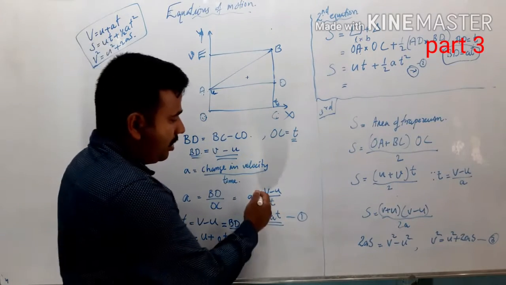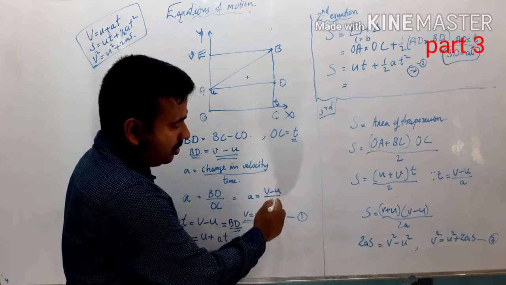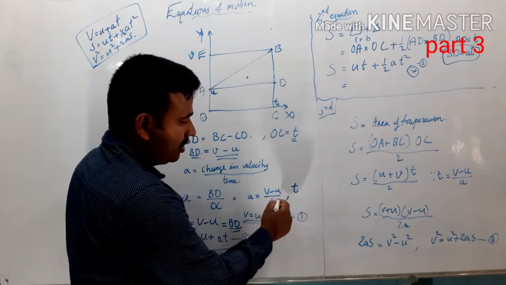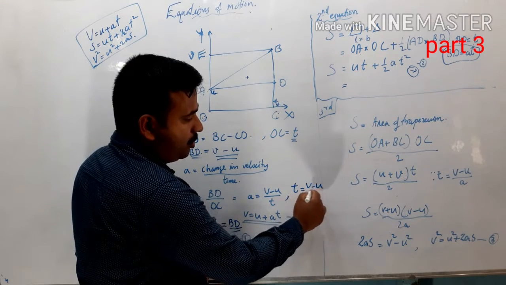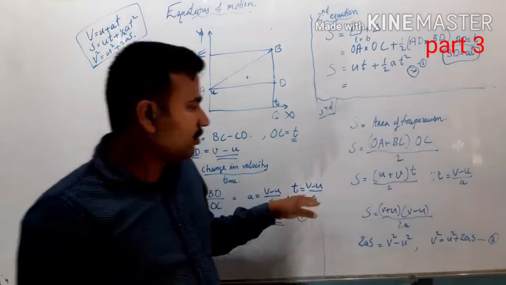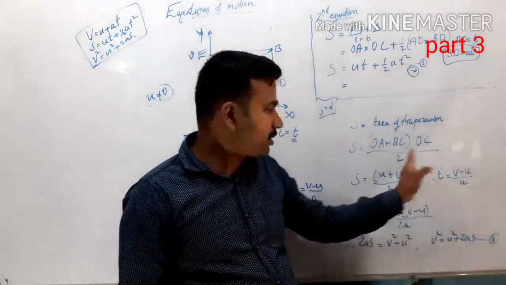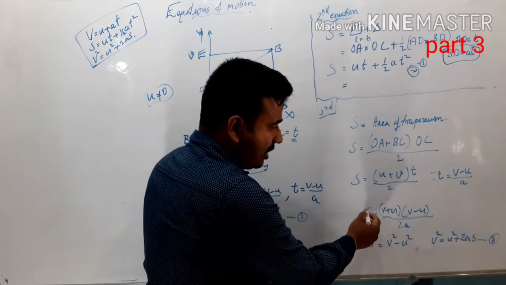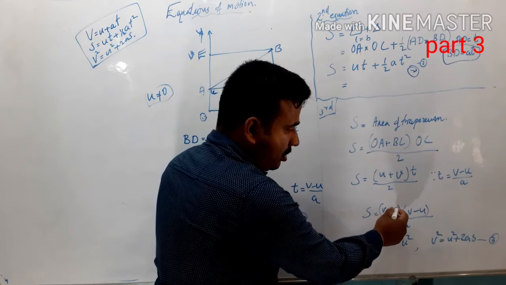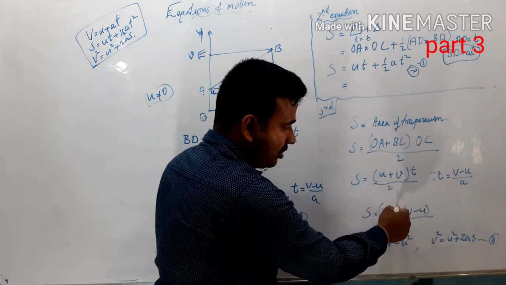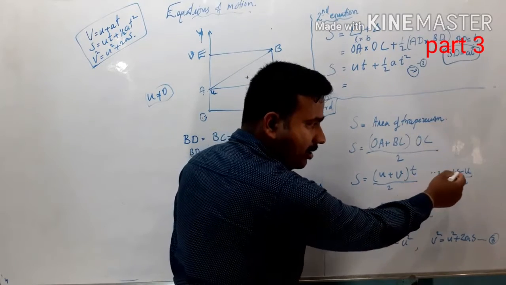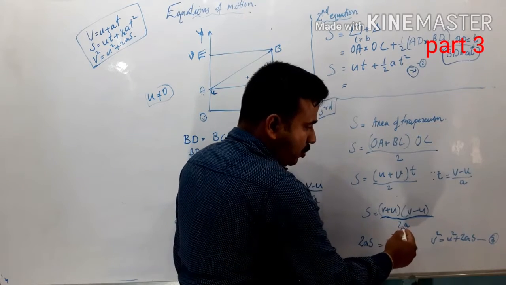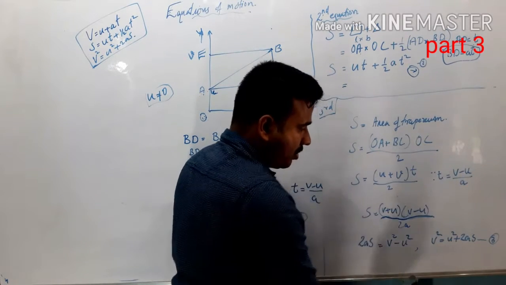Now look at the first equation. What is acceleration? A is equal to V minus U upon T. Or we can also write from this equation, T is equal to V minus U upon A. This value of T we need to substitute in place of T here. So we can write this equation as S is equal to V plus U as it is, and instead of T you write V minus U divided by 2A.